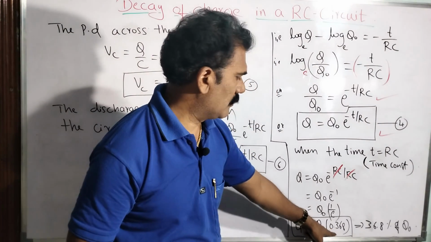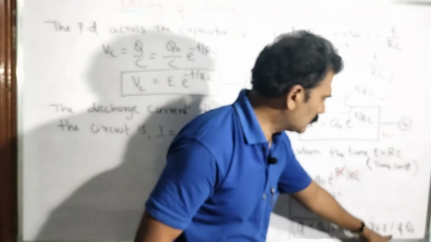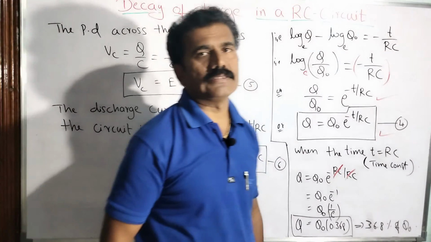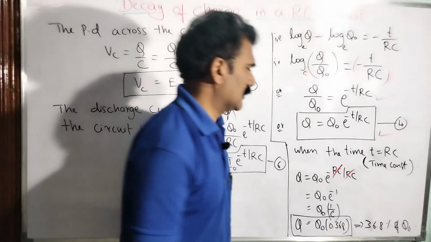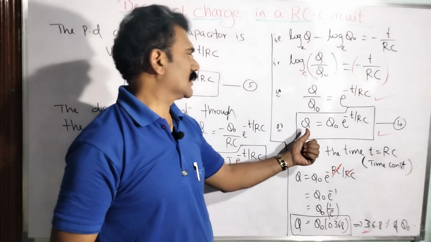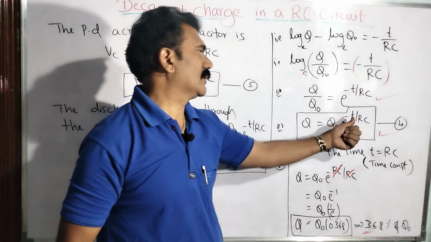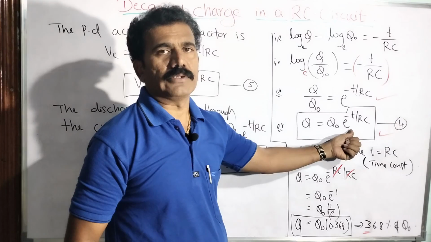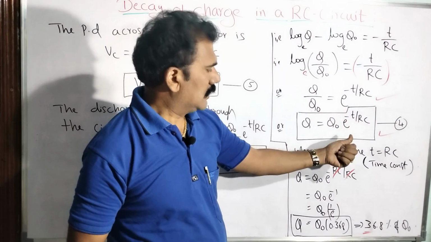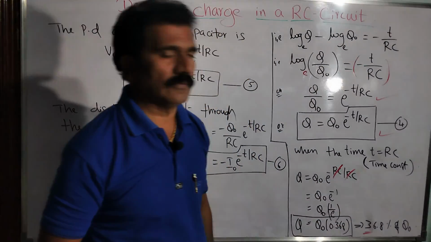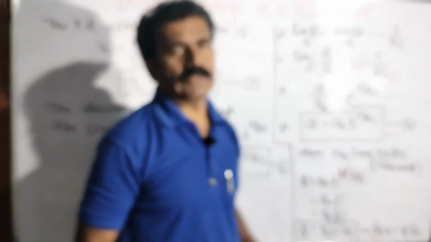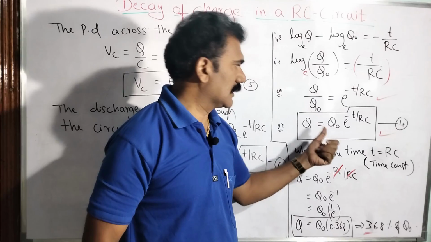or we can say, if you multiply by 100, 36.8% of Q naught. Q naught is the maximum charge in the capacitor. So we can see how the charge is decreasing exponentially with respect to time because of the negative exponential term here, and the time taken to reach 36.8% of the maximum value is the time constant. You can see all these things in the graph.